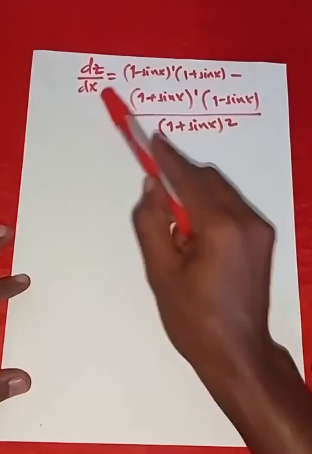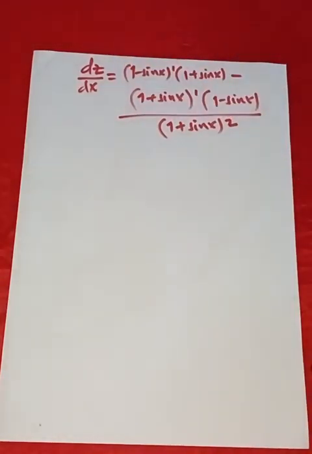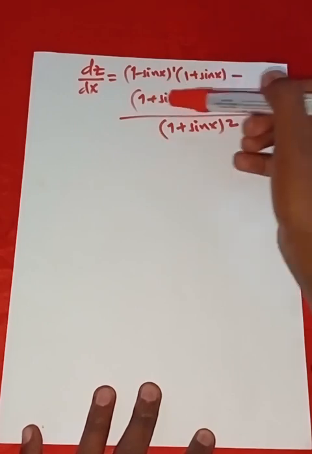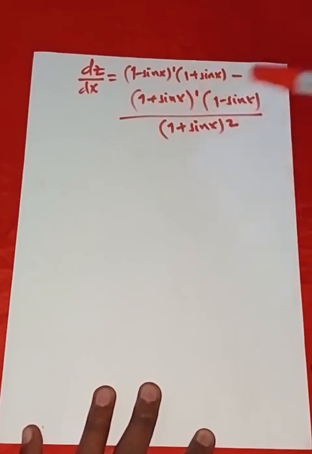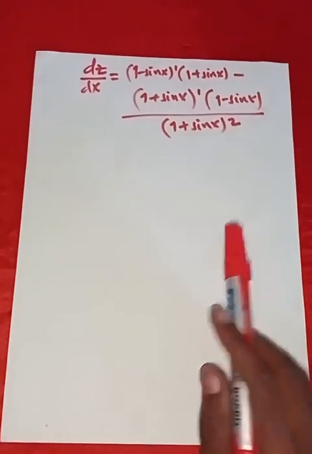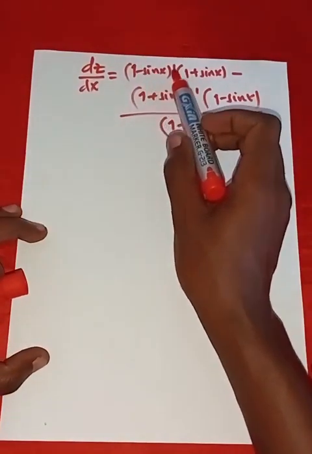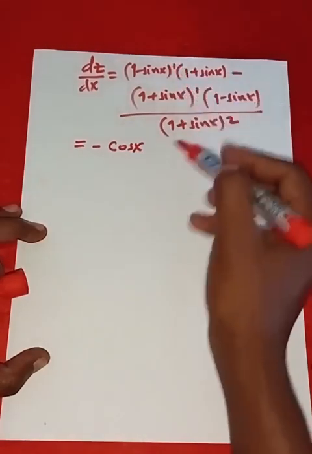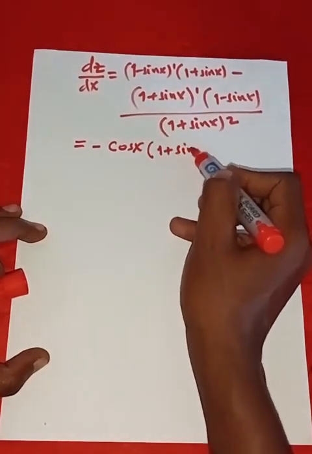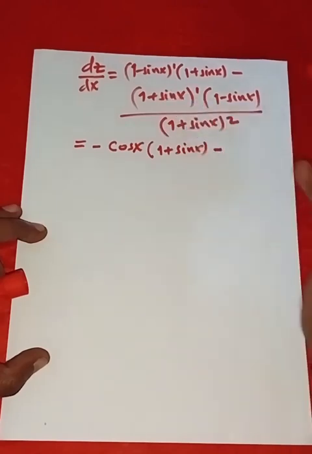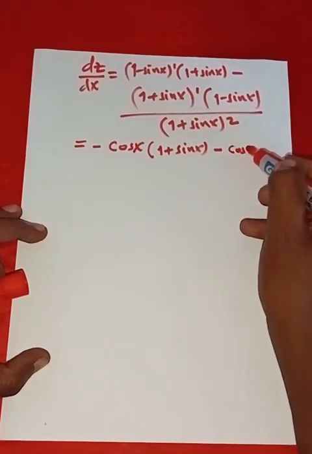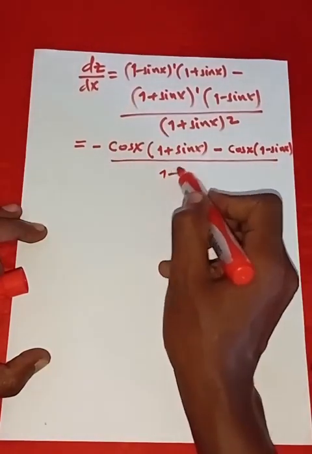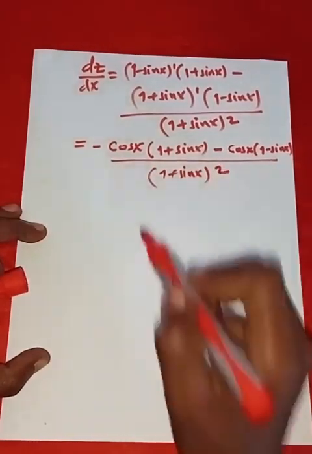Okay, now dz over dx equals, in the bracket, the derivative of 1 minus sine of x times 1 plus sine of x, minus the derivative of 1 plus sine of x times 1 minus sine of x, over the whole 1 plus sine of x square. Now the derivative of 1 minus sine of x is negative cos x, times 1 plus sine of x, minus the derivative of 1 plus sine x, which is cos x, times 1 minus sine x, over the whole 1 plus sine of x square.